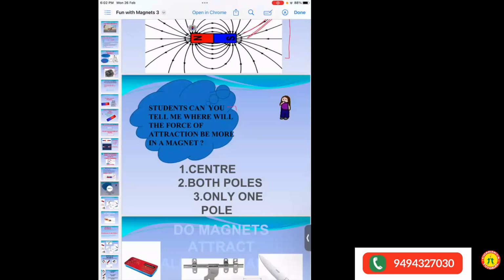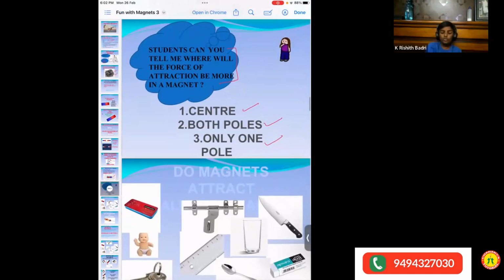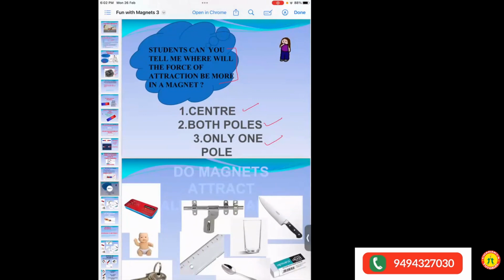So, can you tell me where the force of attraction will be more in a magnet? At the center, both poles, or only one pole? Both poles. So on both sides, the magnetism will be more.